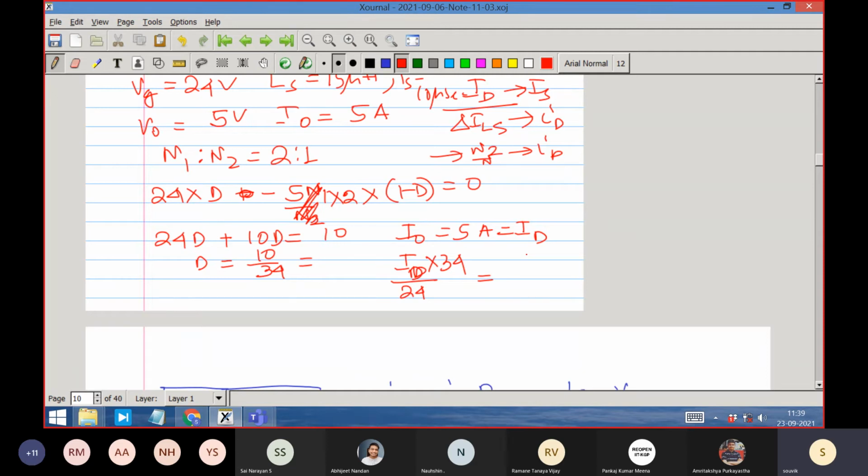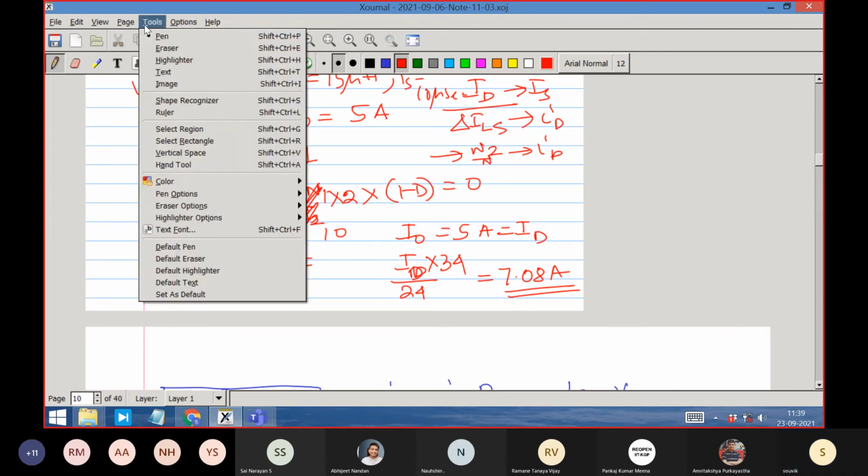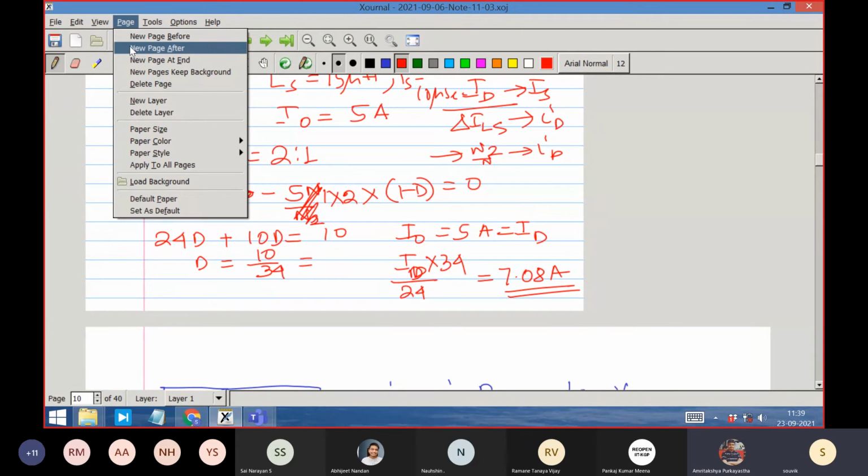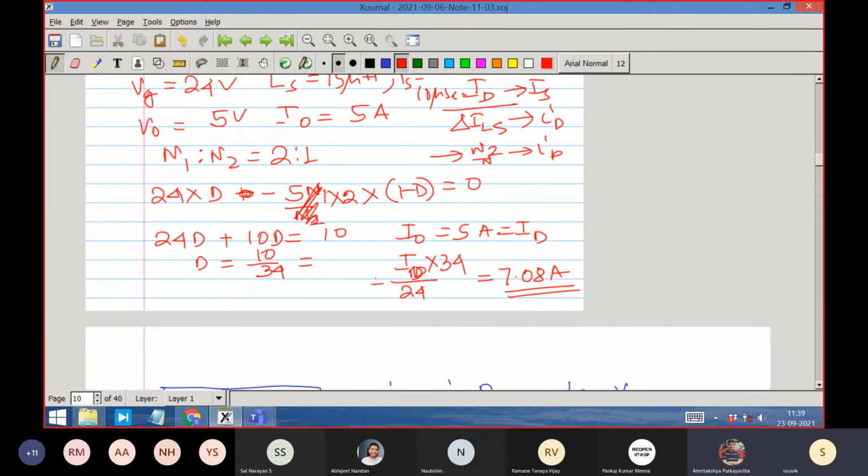Right, I have done 1 minus D. Correct. So 5 into 34 divided by 24. So the level is 7.08 ampere. Now I will find out what is delta IL. So 7.08 is IDX. I have found out the level. 5 ampere is the average. The level is the middle point of the ripple, which is 7.08 ampere.